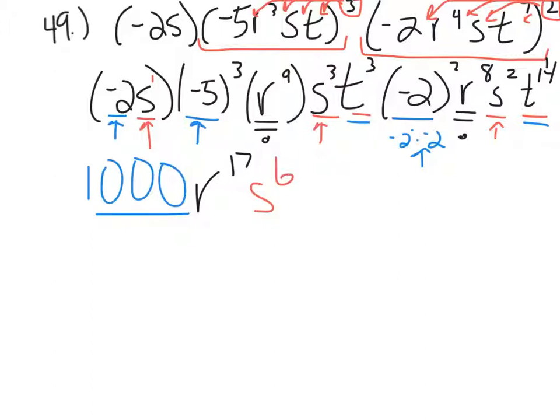The last piece is doing the t's. So I have t cubed, t to the 14th. So when I multiply like bases, I add my exponents, and I get t, let's be fun, to the 17th. I'll make it blue and red because that was my underlining color code.